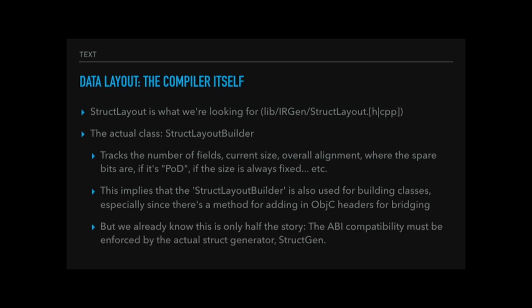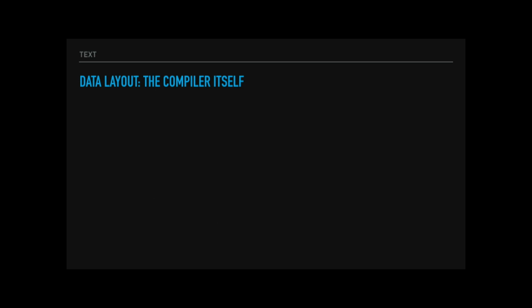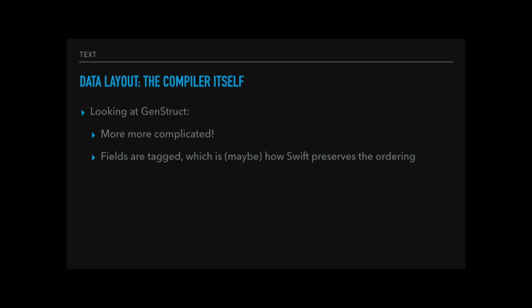Cool. All right, this is only half the story though. ABI compatibility actually needs to be enforced by the actual struct generator. So I went and I took a look at StructGen. Again, I'm going to spare your eyes. This is the file name. It's about, I think, 3,000 lines of code. It's much more complicated. But the main thing that I took away from it is it looks like fields are tagged during processing somehow. It seems like fields may be tagged based on naming. It must be tagged with some kind of unique identifier, which is how Swift preserves the ordering guarantees.